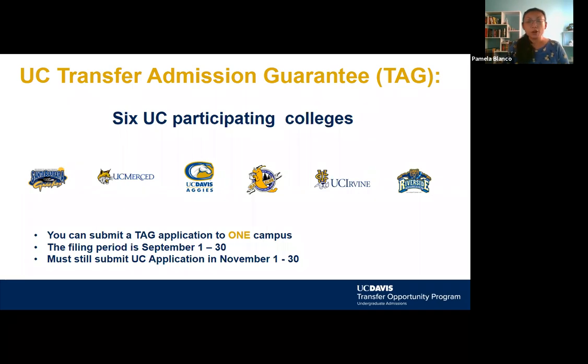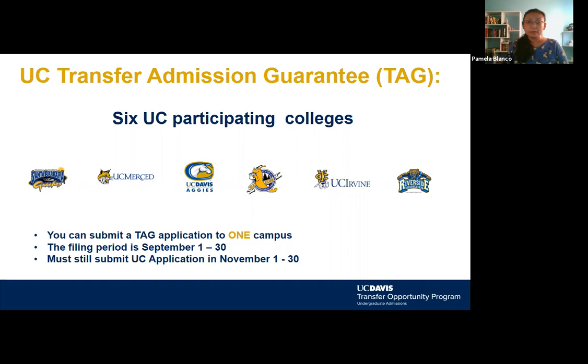Okay, so we can start with the transfer admission guarantee. With the transfer admission guarantee, there are six campuses within the UC system that participate in the transfer admission guarantee. So that's all of these right here: Santa Barbara, Merced, Davis, Santa Cruz, Irvine, and Riverside.